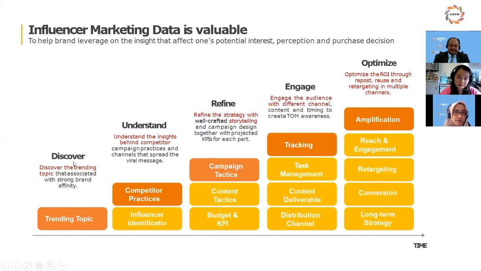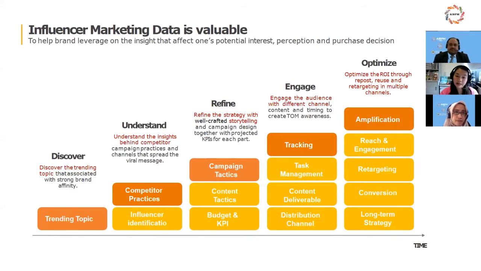So as a brand, we have to discover the trending topics which associate with the brand itself. And secondly, we have to understand the insights behind the competitor campaign, how you can compete with other brands. Like if I worked in H&M before, so how Zara is doing, how Forever 21 is doing. If we know how the competitors are better than us, we have to adjust our own strategy in order to get back the potential customers to our store.